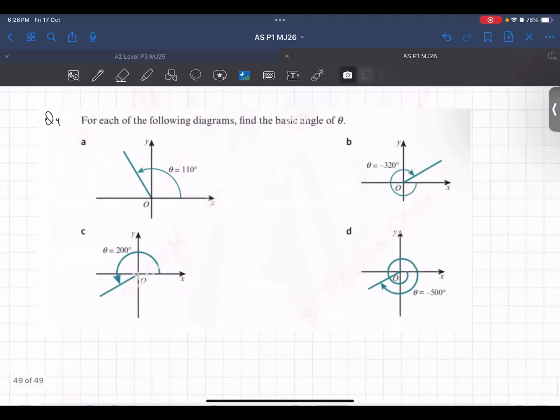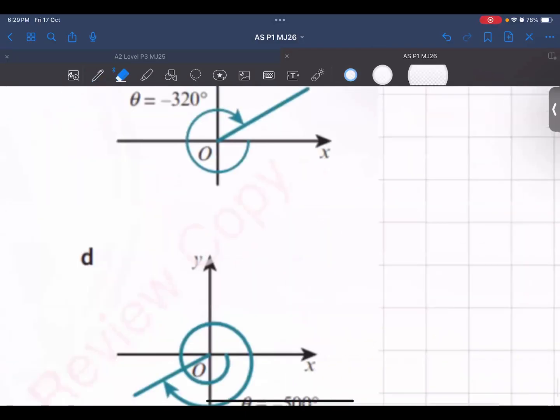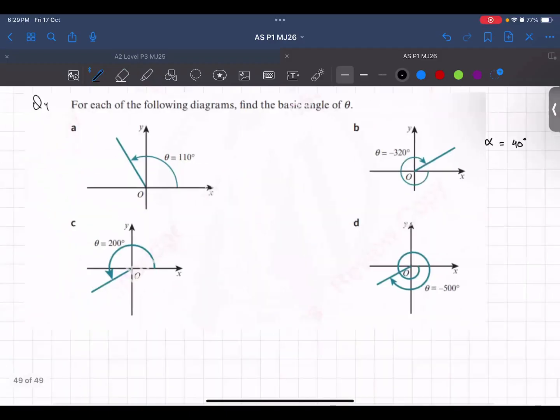You people can try these. Find the alpha for each of them. Try all of these and then I will randomly ask. Any of you, give any of the answers? Tell me the answer for this one. For part B, 40 degrees. How much? 40. Nice.